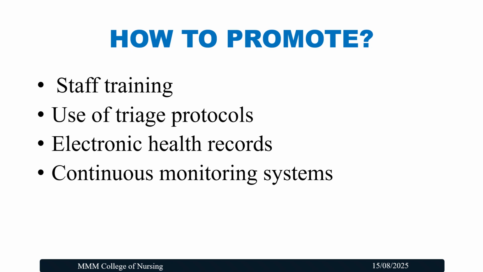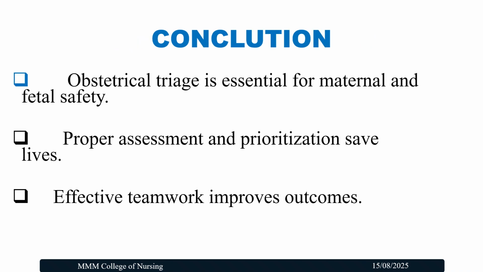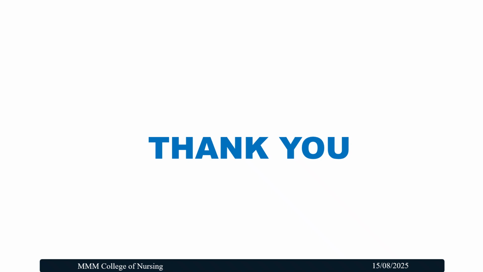And the electronic health record needs to be maintained, continuous monitoring system, that is very essential for the success of this obstetrical triage. Let me conclude this topic. This obstetrical triage is essential for maternal and fetal safety to reduce the morbidity and mortality among the mother and the child, mainly in the fetus. Proper assessment and the prioritization will save the life of the mother and the fetus. Effective treatment will improve the outcome of the services. Thank you for your patient listening.